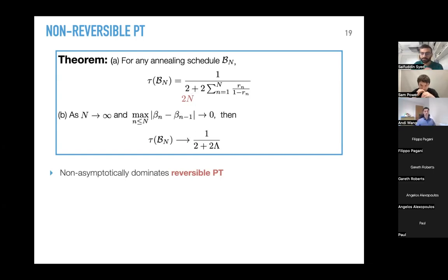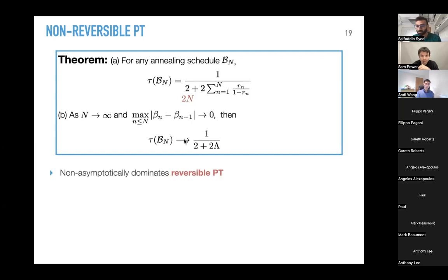So in particular, in the same asymptotic regime, as you let the number of chains go to infinity, i.e. the computational resources go to infinity, you can show that for a single copy of PT, the performance starts to increase rather than go to 0. It converges to a quantity 1/2 plus 2 lambda.